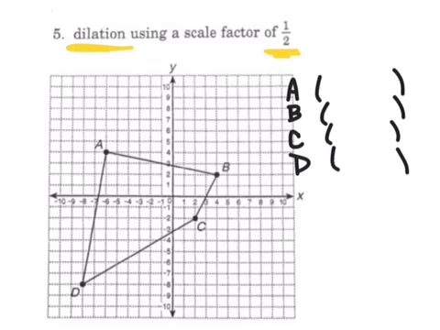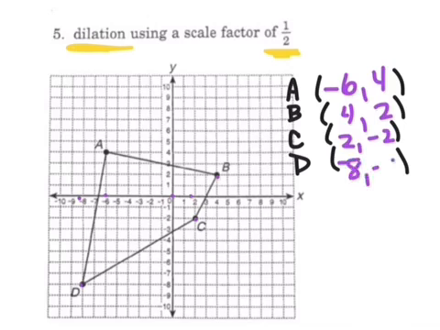So the original A, let's start in the origin, goes back 6, up 4, so negative 6, 4. And B is forward 4 and up 2. And C is forward 2, down 2. And D is back 8, down 8. So negative 8, negative 8.